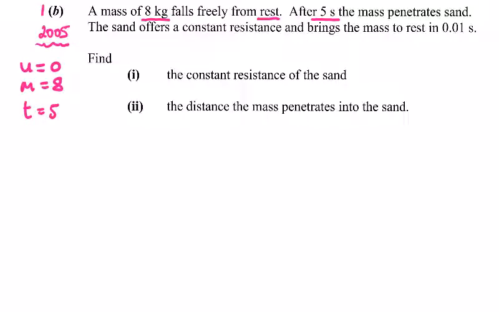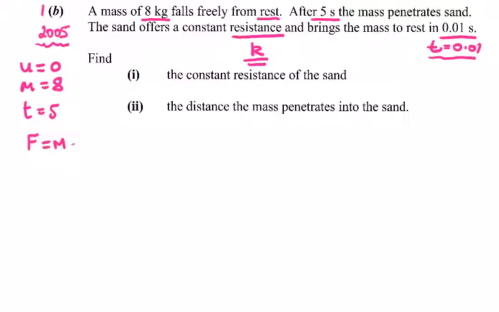The sand offers resistance. What do we call this? We call this resistance K, and it brings the mass to rest in 0.01 seconds. We've got another time here. So two things going on: it's falling, and then it's hitting the sand, and then it's stopping. So we need the speed when it hits the sand. And we've got forces going on.